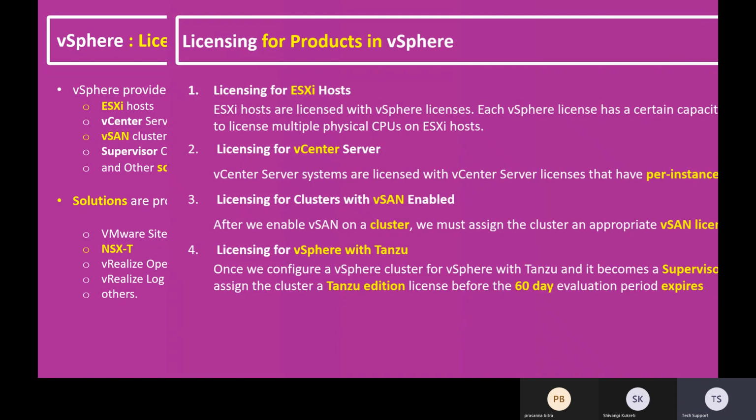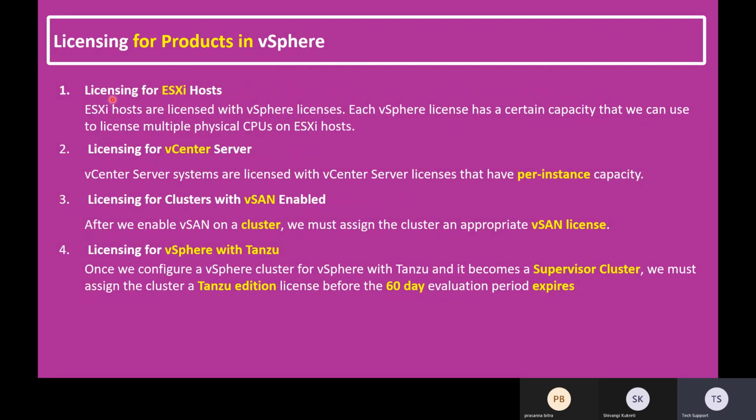Licensing for products in vSphere. So in vSphere, as I mentioned in the first slide, mainly four types of licenses are needed. One license is mainly for the ESXi host, and ESXi hosts are licensed with a vSphere license. Each vSphere license has a certain capacity that we can use to license multiple physical CPUs on an ESXi host. Even while buying the license from VMware or any authorized dealer, it depends on your physical host CPU licenses.